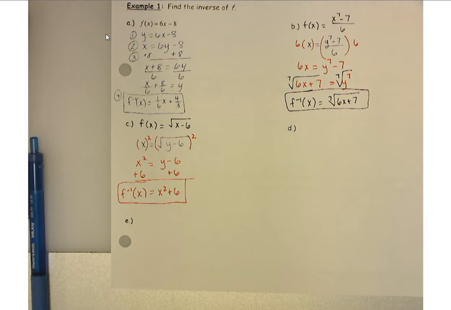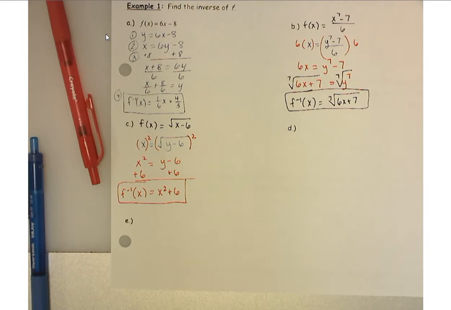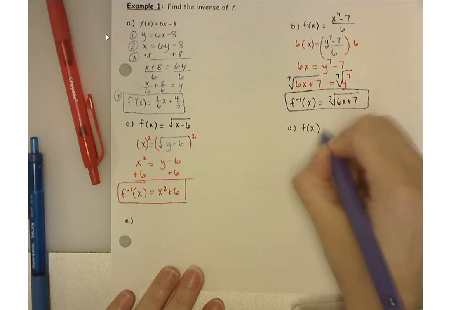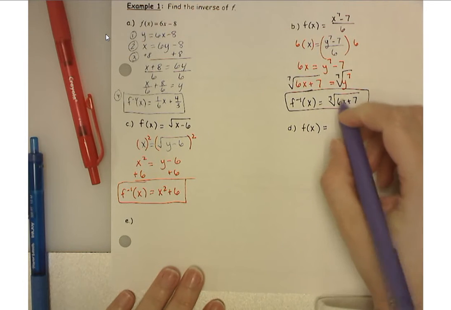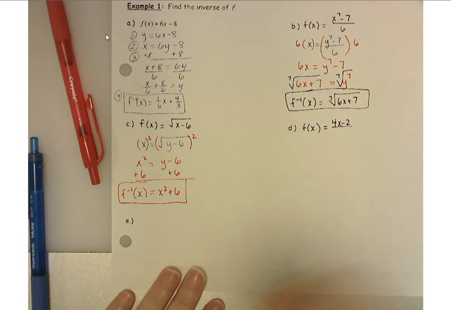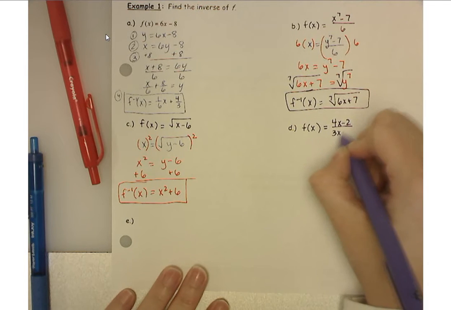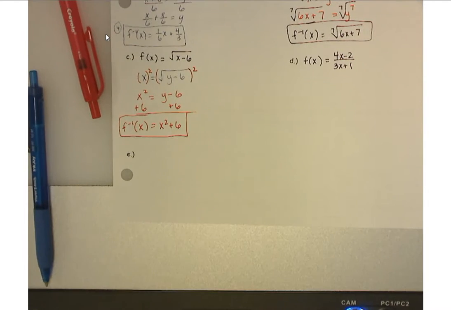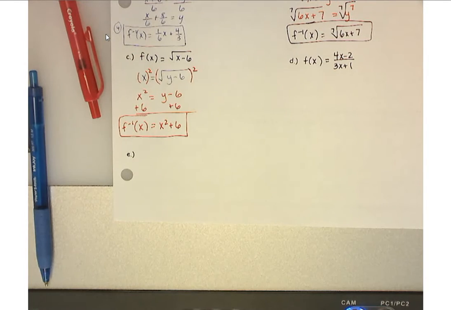All right, let's look at D. So for D, you have f of x equals 4x minus 2 over 3x plus 1. Okay, so right away we should notice some differences with this than with the others. What's different about this one?